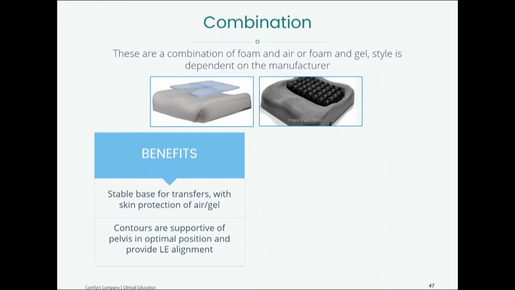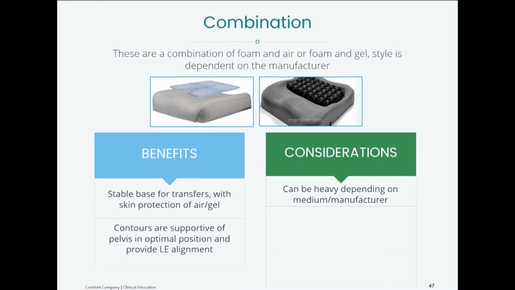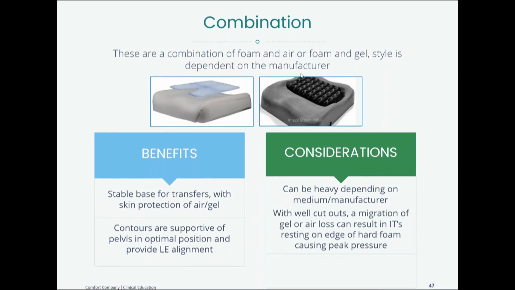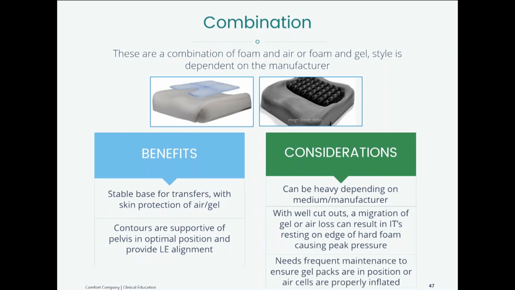However, some considerations are that, again, they can be very heavy because you're using a lot of different mediums, and so you're setting someone up for a repetitive strain injury if they're a self-propeller, as well as where those cutouts are. If the gel disperses away or the air deflates, then you're really placing the person against the hard ridges, and placing those bony prominences at higher risk for peak pressures. And you need to maintain whatever it is in the middle, the air or the gel. So you have to make sure that you're still maintaining the cushion. It's a little bit higher maintenance than just straight up foam.